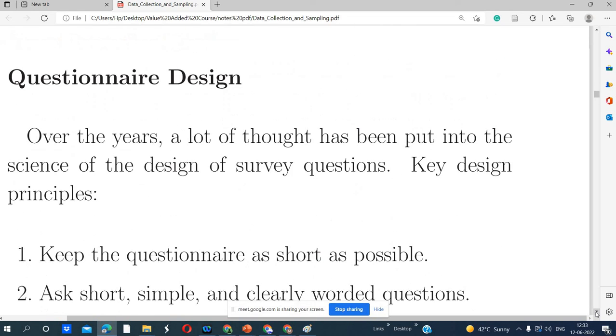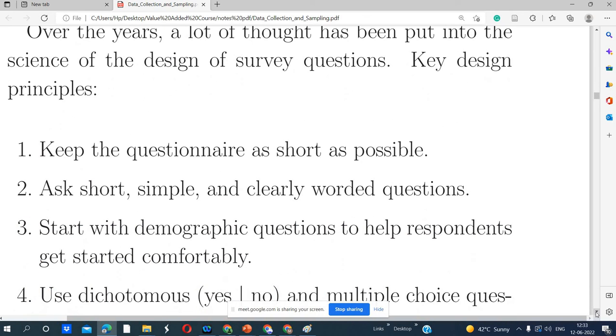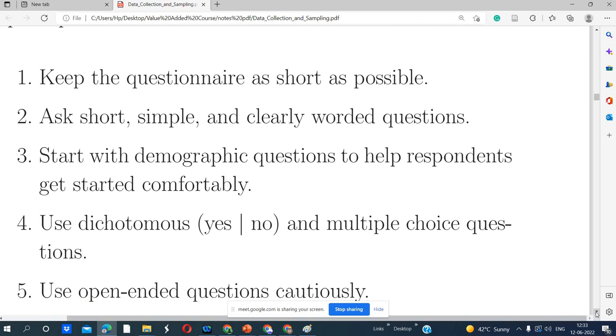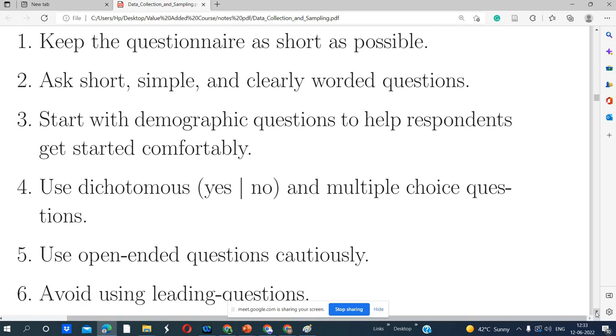Now, how do we design the questionnaire? Keep the questionnaire as short as possible, because if there is a long or lengthy form, nobody is going to fill it. If you go to the market with a big form, nobody is going to fill it, because nobody has the time. So you have to keep it as short and simple as possible. Ask short, simple, clearly worded questions, so that everybody can understand. Your language should be like that.